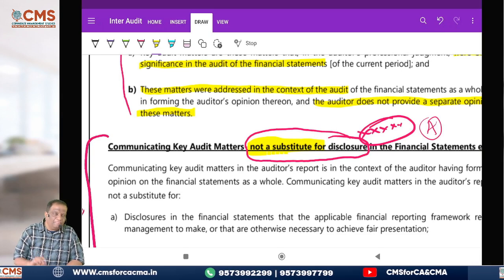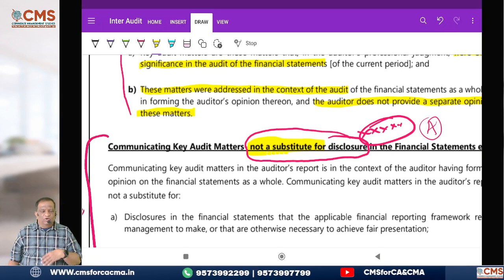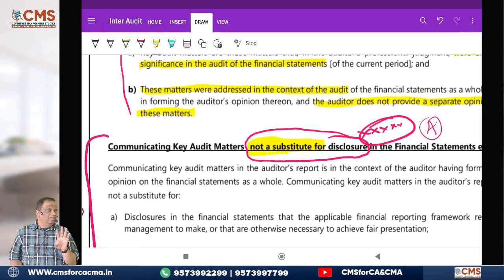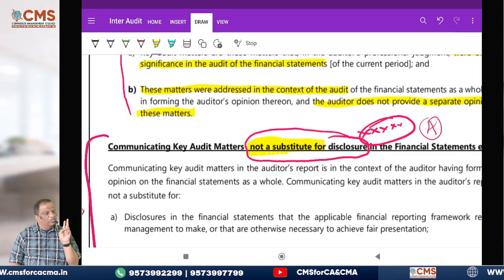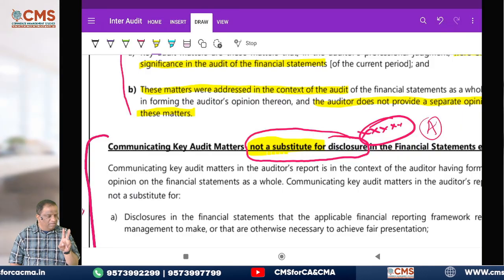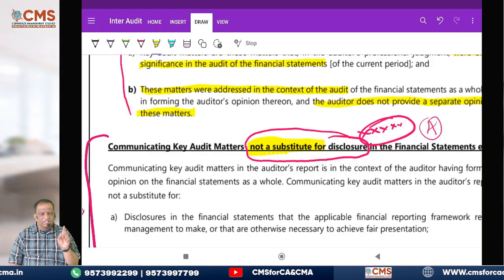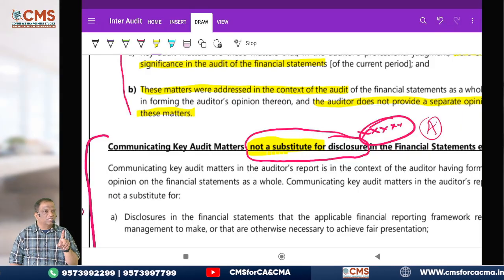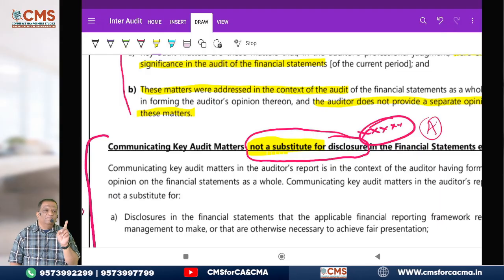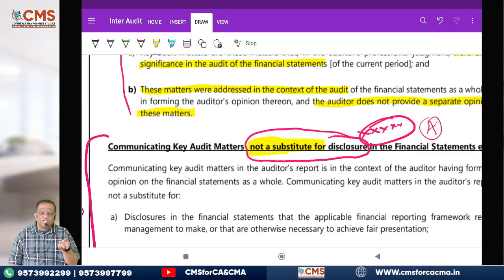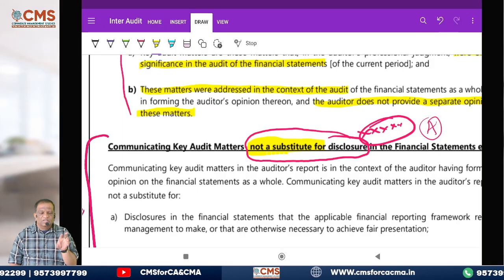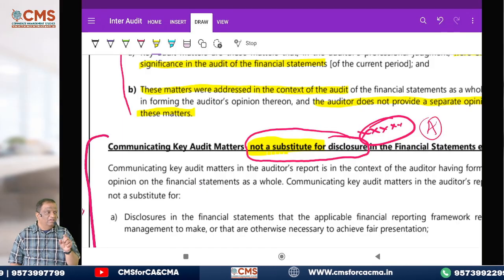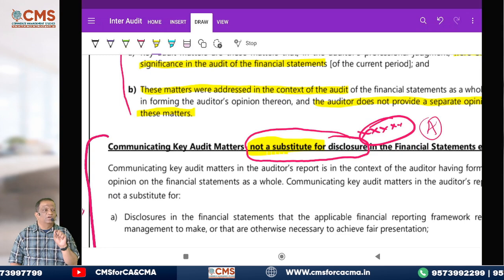Then, under 705, what are the three modified reports? Quickly. Adverse, disclaimer, and qualified. What are the two circumstances? Misstatement and no evidence. Adverse report: when will I go for adverse report? Misstatement, material and pervasive. When will I go for disclaimer? No evidence, material and pervasive. Good. And when is qualified? Both the situations, material but not pervasive.